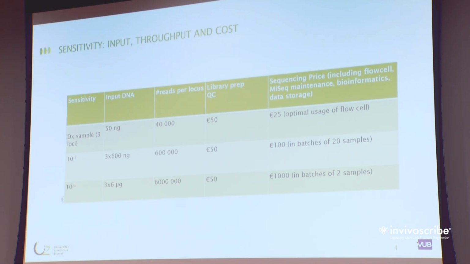And then if you want to go to 10⁻⁶, you see the micrograms. You need 6 million reads at least. I think Invivoscribe recommends even more. And that means that the library prep is not going up if you can put these 7 micrograms in one PCR, but the sequencing cost is going up to 1,000 euros, and you can batch only 2 samples in one run. So that's really heavy for a routine lab.